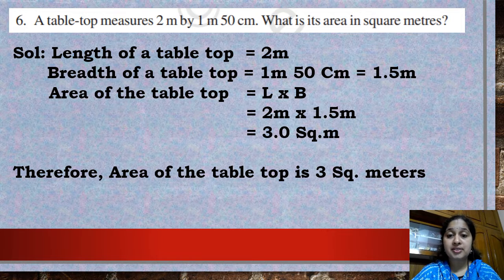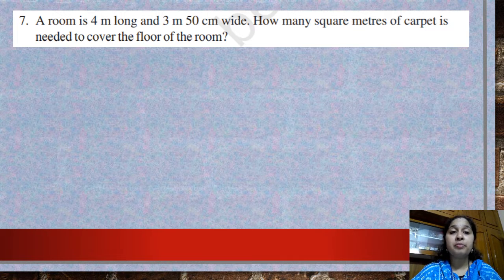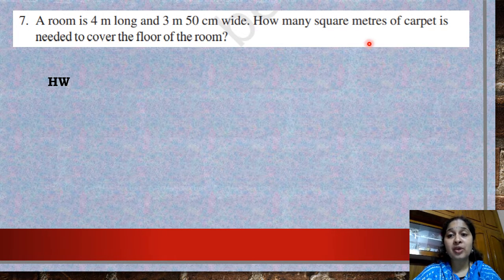So I hope you understood the sixth problem. Let's move on to the seventh problem. A room is 4 meters long and 3 meters 50 centimeters wide. How many square meters of carpet is needed to cover the floor of the room? It's similar to a previous sum. So you can complete that as a homework.